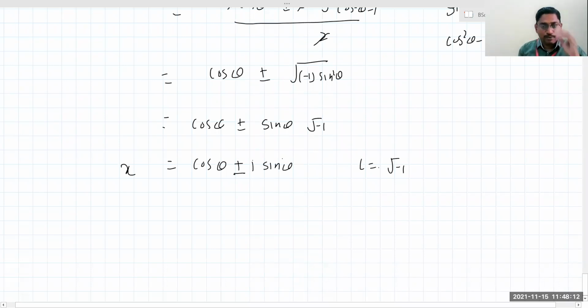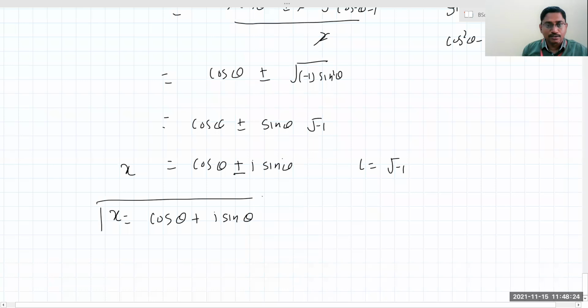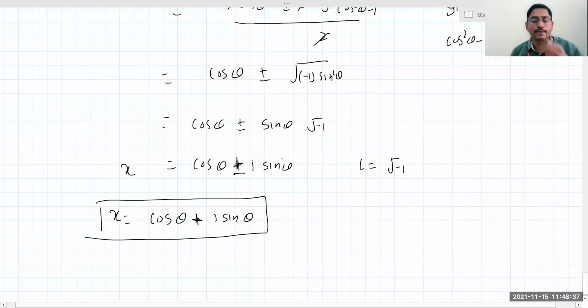So we'll consider one value of this x. What is the value of x? Because there are two values and we are saying one value, I will consider the positive value, cos theta plus i sin theta, the positive sign of the middle one. Both this and its conjugate satisfy the same equation, but I will consider this. So there are two values of x, and instead of two values I am considering this x value.